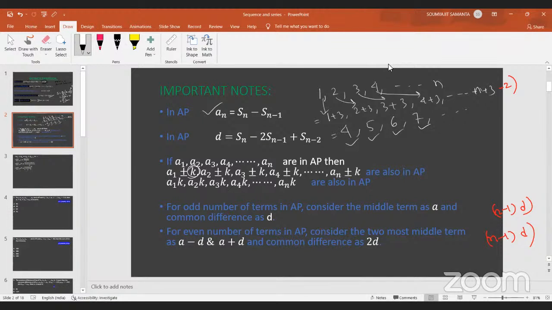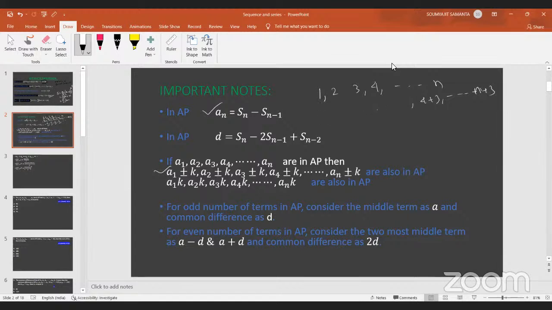So what I have written, see here, this is a very important point. If we add or subtract any constant term from an AP, the resulting terms will always become an AP. Even if we subtract a constant term, we'll get the new sequence as an AP.